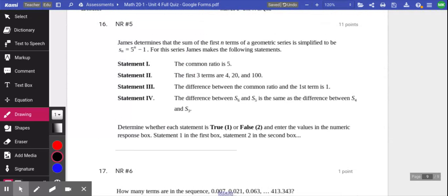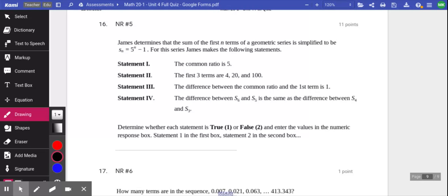Number 16. James determines that the sum of the first n terms of a geometric series is simplified to be S of n equals 5 to the power of n minus 1. For this series, James makes the following statements. The common ratio is 5. The first three terms are 4, 20, and 100. The difference between the common ratio and the first term is 1.